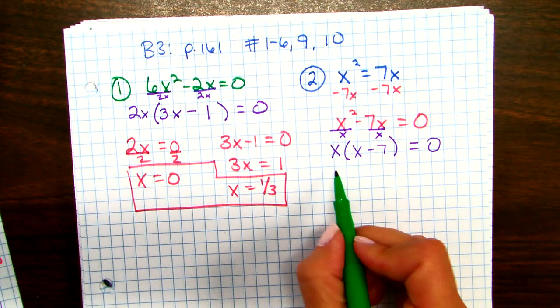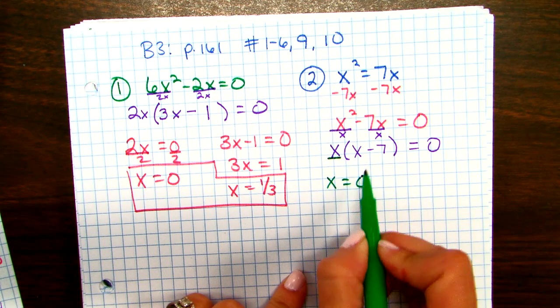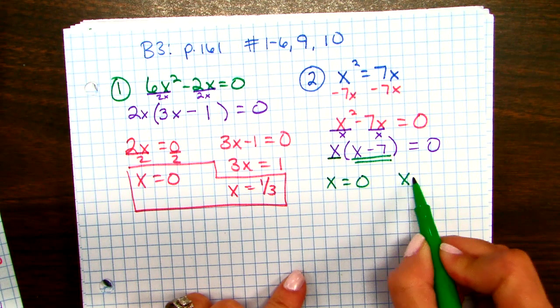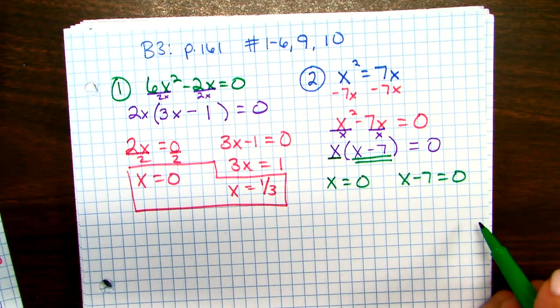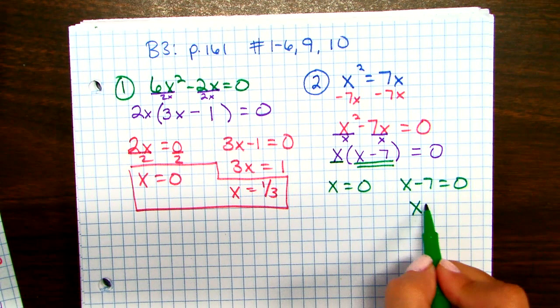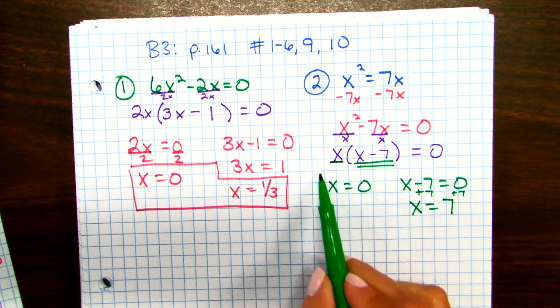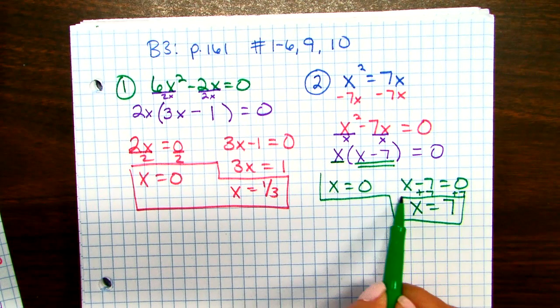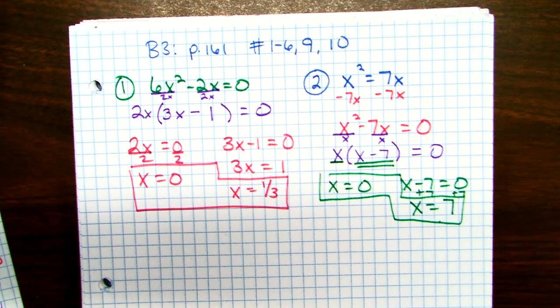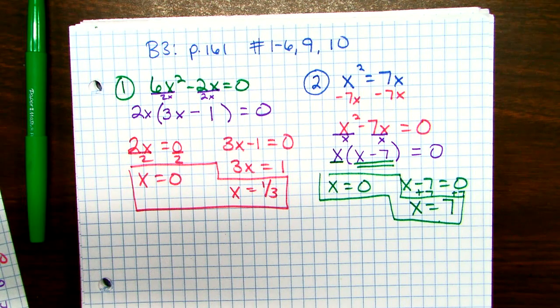Don't forget to solve it. We set each of our factors equal to 0. X is a factor. X minus 7 is a factor. So look, we don't even have to do any work for that one. X equals 0. That's one of your solutions. And X equals, well, add 7 to the other side. Don't forget, you need to do the other side. So 0 and 7. How are we feeling? Are we getting these?